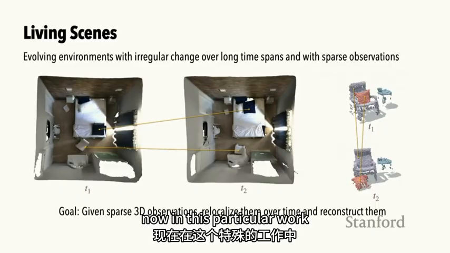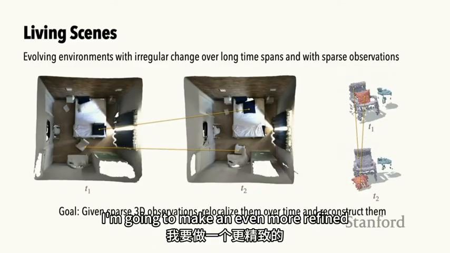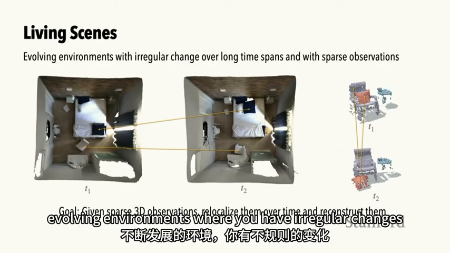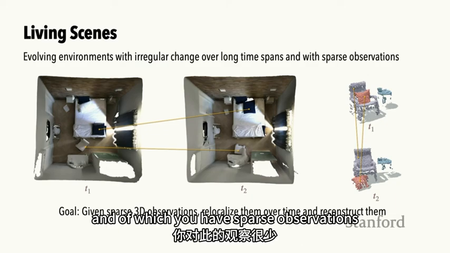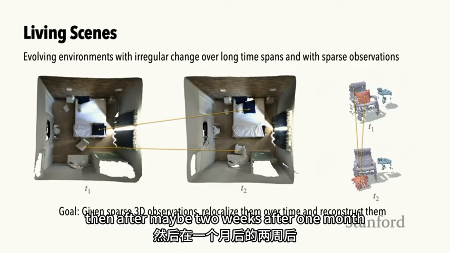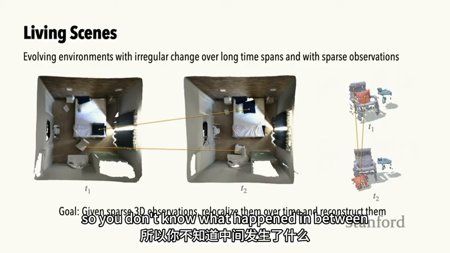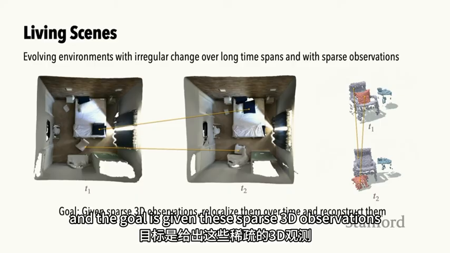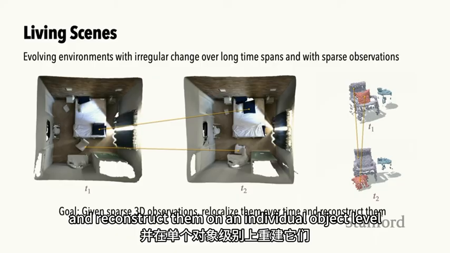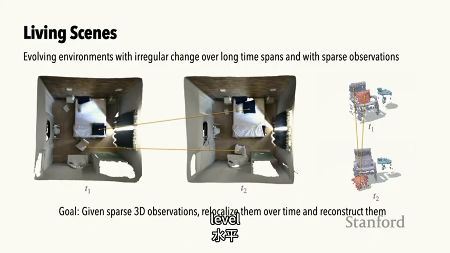Now, in this particular work, I'm going to make an even more refined definition of what it means to be a living scene. We're talking about evolving environments where you have irregular changes and of which you have sparse observations. So you might have an observation of it right now, then after maybe 2 weeks, after 1 month, so you don't know what happened in between. And the goal is, given these sparse 3D observations, can you relocalize the objects within the scene and reconstruct them on an individual object level, object instance level?